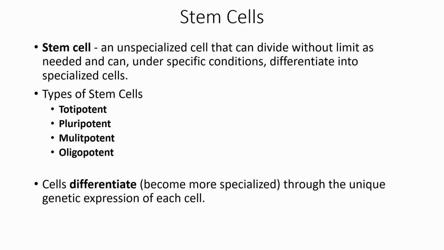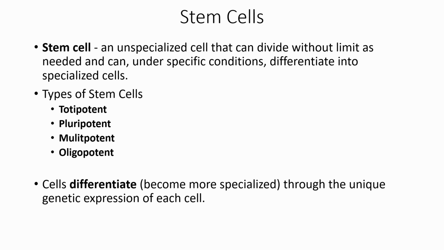Pluripotent cells are usually the ones we're thinking of when we think embryonic stem cells, because these ones, the pluripotent stem cells, can become any cell within the embryo. So they can become skin, they can become muscle, they can become heart, they can become blood, right? They can become any of those, but they cannot become part of the placenta.